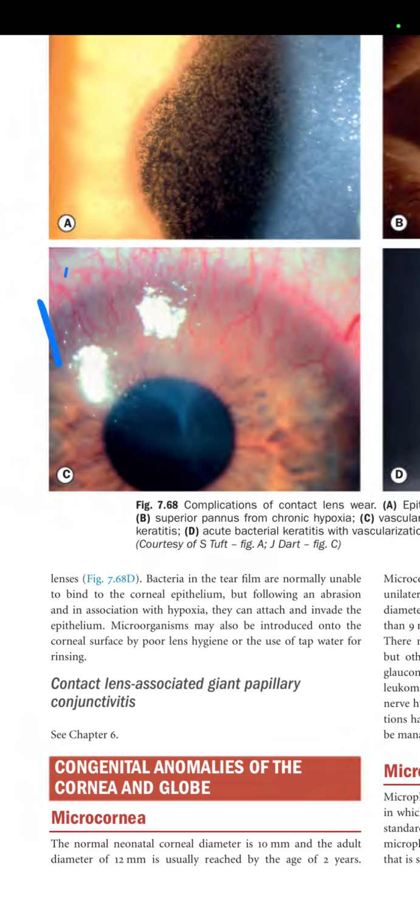So basically there are multiple mechanisms involved in the case of contact lens associated bacterial keratitis. Basically the cornea gets abraded by the contact lenses and it allows easy invasion of the bacteria, and certain contact lens solutions can also introduce bacteria, and following hypoxia it can also cause bacterial keratitis.